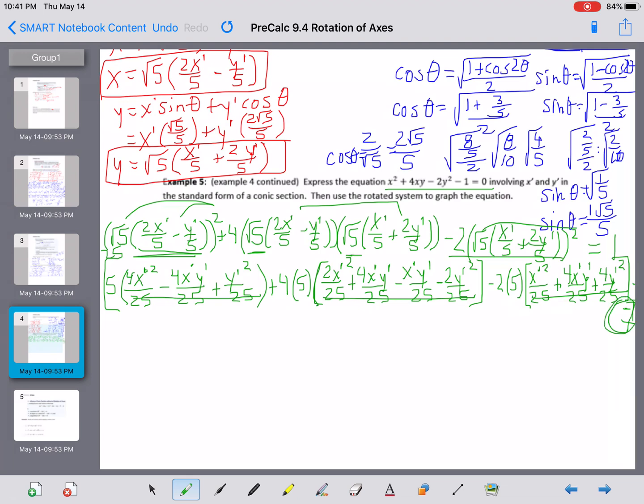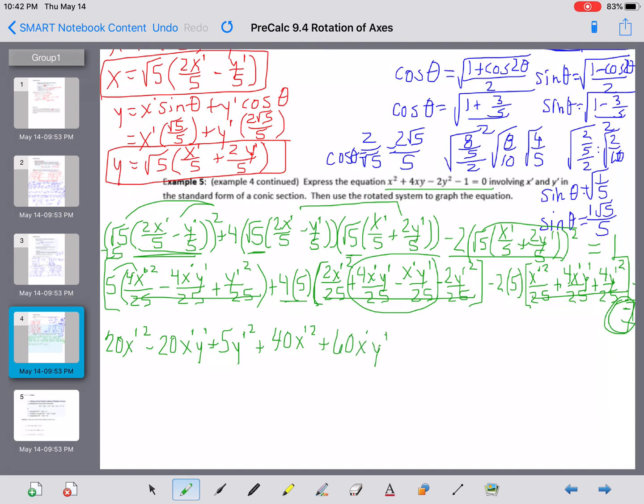So I'm going to get a 20x prime squared minus a 20x prime y prime plus a 5y prime squared plus, okay, notice this is 20 into everything in here. So I'm going to do 20 times this 2 will make it 40x prime squared. Just notice these two are like terms, so I'm going to combine them and make them 3x prime y prime. And then times the 20 will make that plus 60x prime y prime. And that 20 times the negative 2 will make negative 40y prime squared.